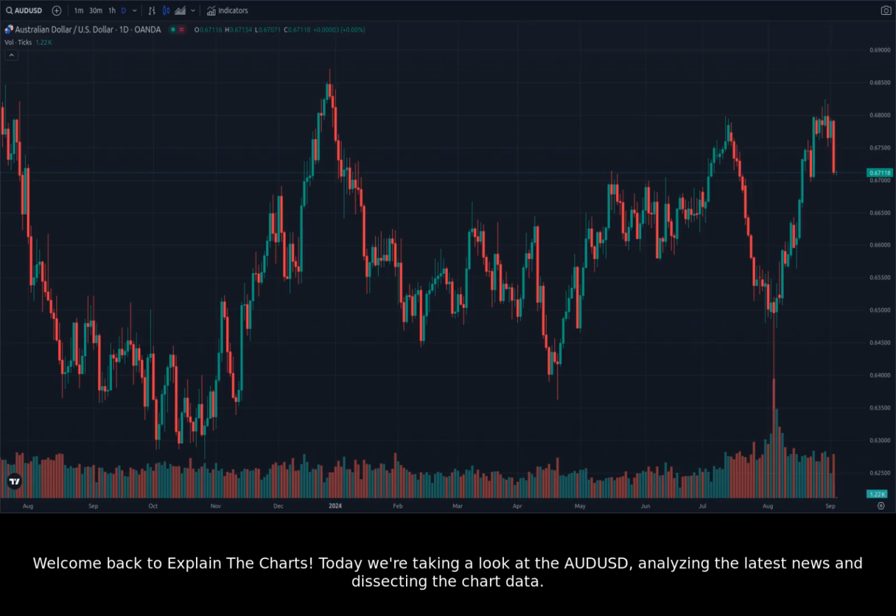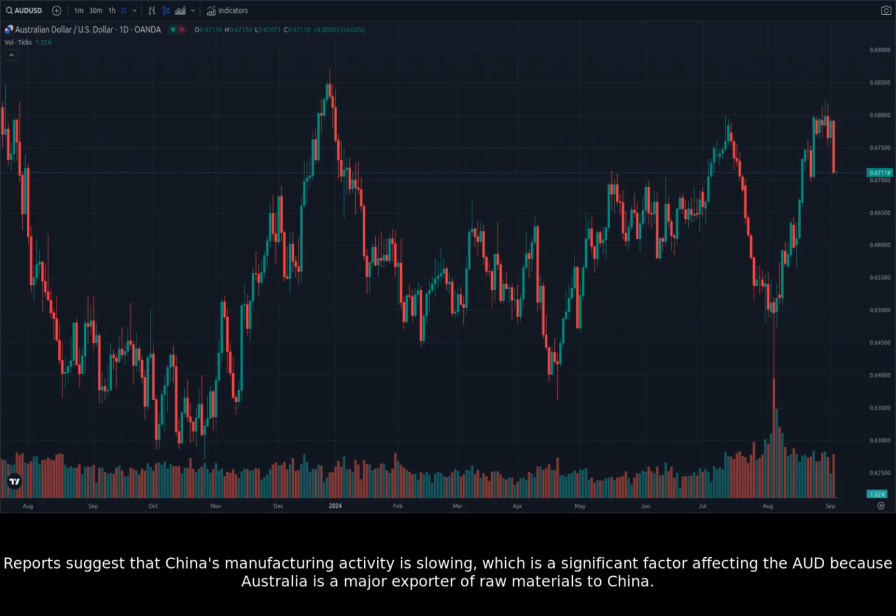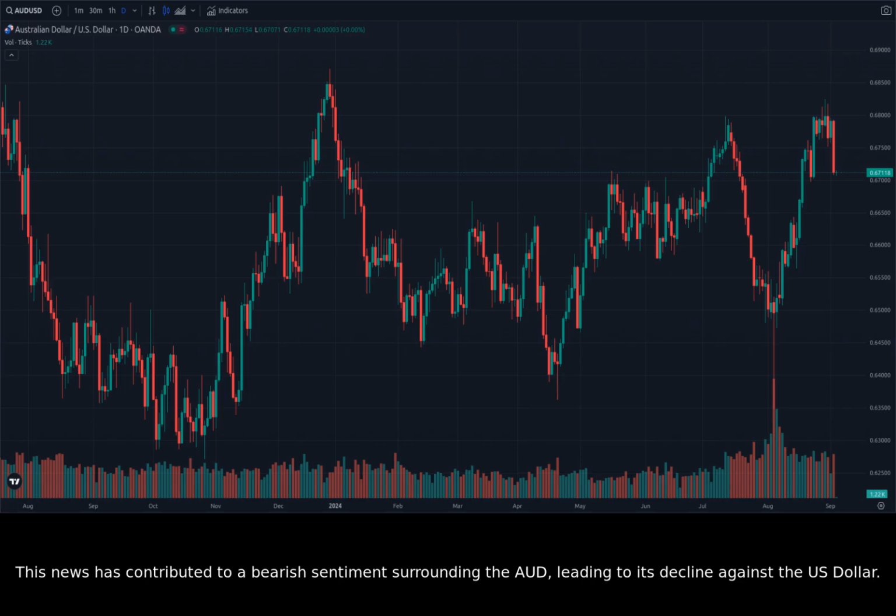Today we're taking a look at the AUDUSD, analyzing the latest news and dissecting the chart data. The Australian dollar is facing a bit of pressure today, primarily driven by concerns around China's economic recovery. Reports suggest that China's manufacturing activity is slowing, which is a significant factor affecting the AUD because Australia is a major exporter of raw materials to China. This news has contributed to a bearish sentiment surrounding the AUD, leading to its decline against the US dollar.